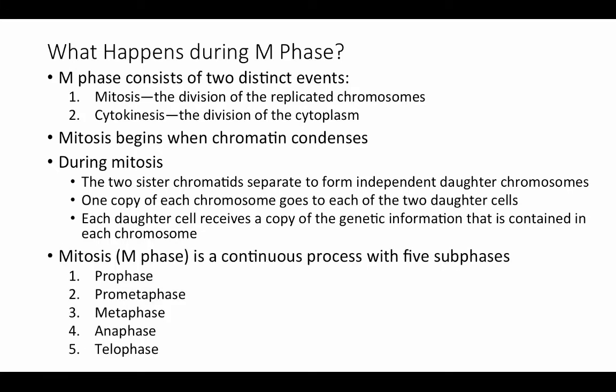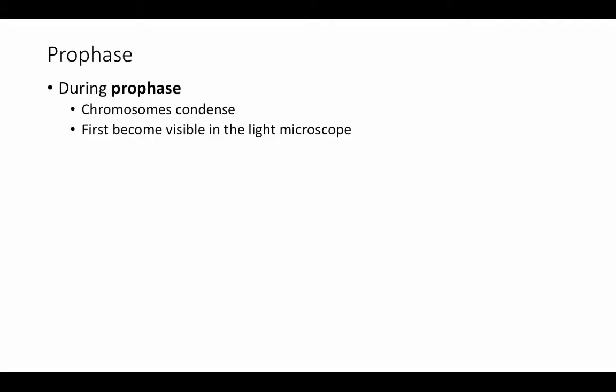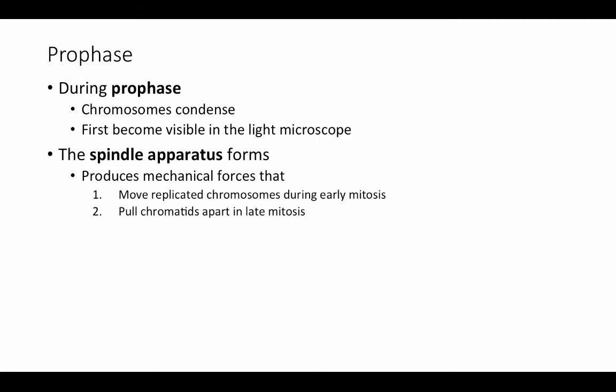So mitosis is a continuous process with 5 subphases: prophase, prometaphase, metaphase, anaphase, and telophase. We'll take a close look at each one of those. So let's start with prophase. During prophase, this is when the chromosomes condense and first become visible under a light microscope, and a structure called the spindle apparatus begins to form.